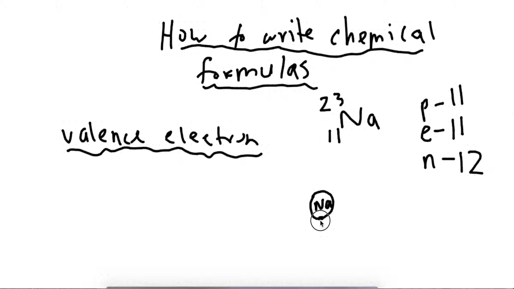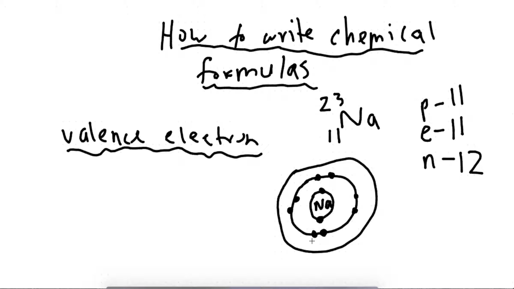The first shell can have a maximum of 2 electrons, so we put the 2 electrons in here. The next shell, the second shell, can have a maximum of 8 electrons. We have already filled the first with 2, so we have 9 left. So let's put 8 in here. 1, 2, 3, 4, 5, 6, 7, 8. And we have one last electron that will go into our last shell. So what is the electronic configuration? 2.8.1, right guys? Right.